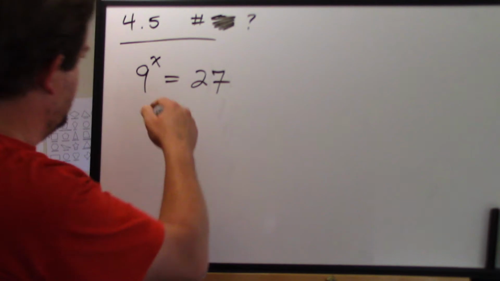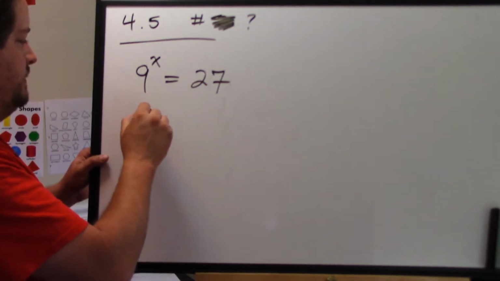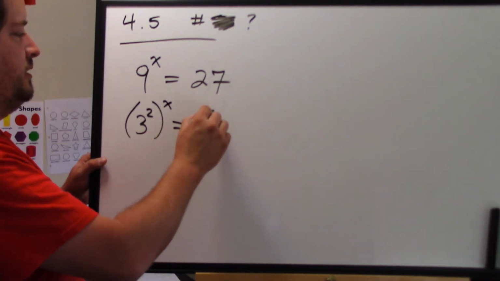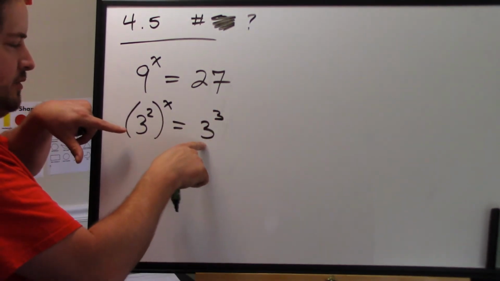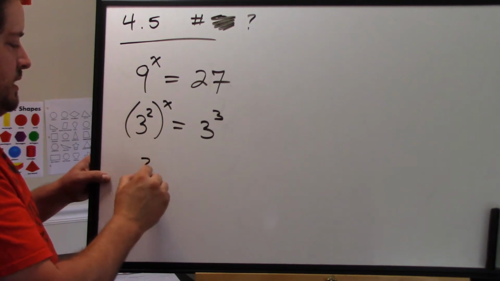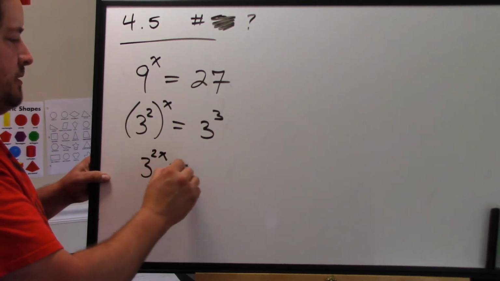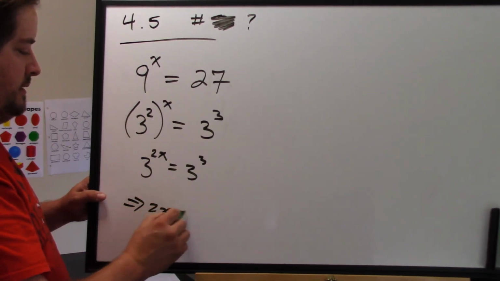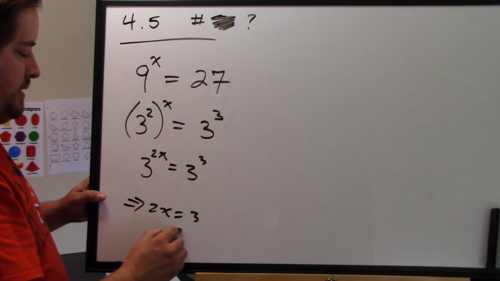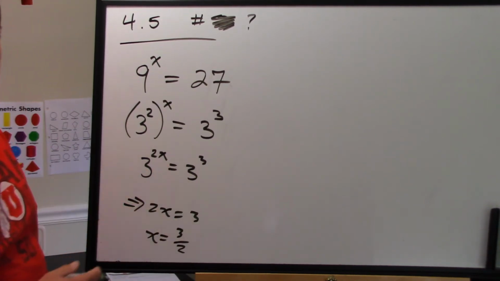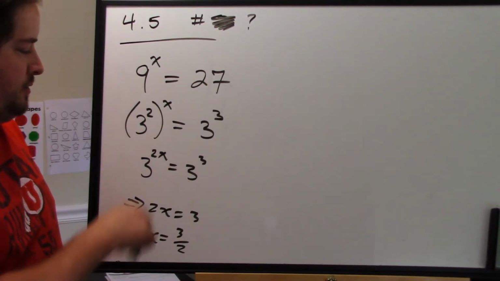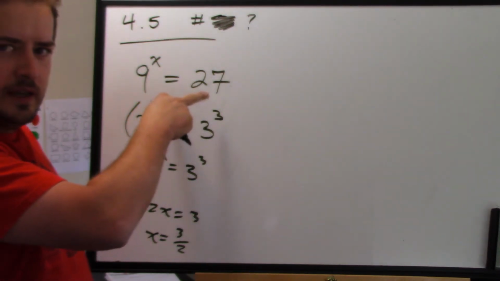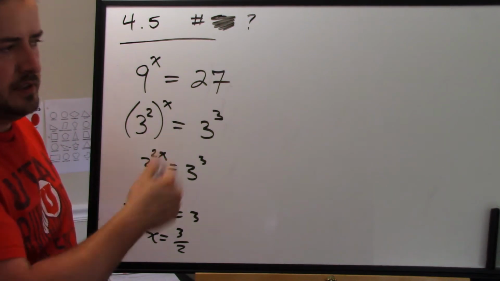So I can write 9 as 3 squared to the x. 27 is 3 to the 3rd. And now I have these in bases of 3 as soon as I just simplify this. So I get 3 raised to the 2x is equal to 3 raised to the 3. And therefore 2x must be equal to 3. And x must be 3/2. Right? So be aware of those, that type of scenario. But those can be solved as long as both sides can be written as the same base to some power.